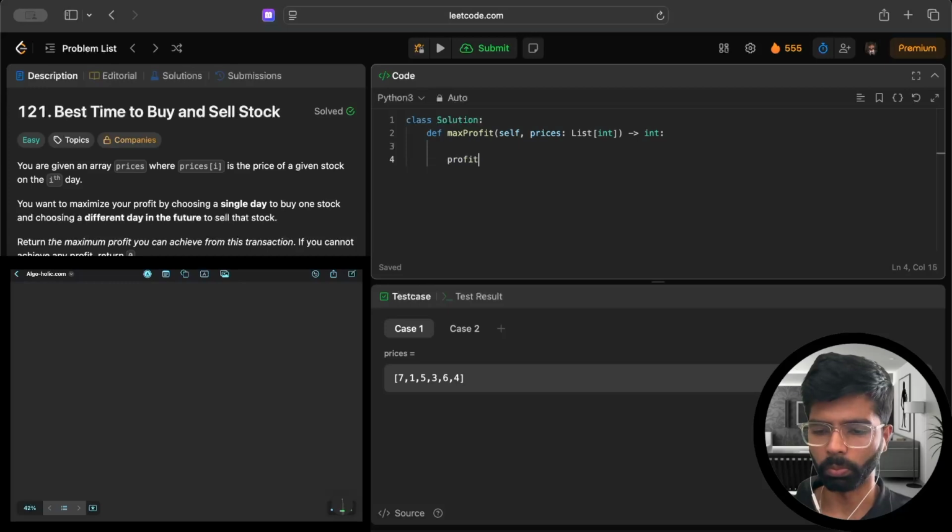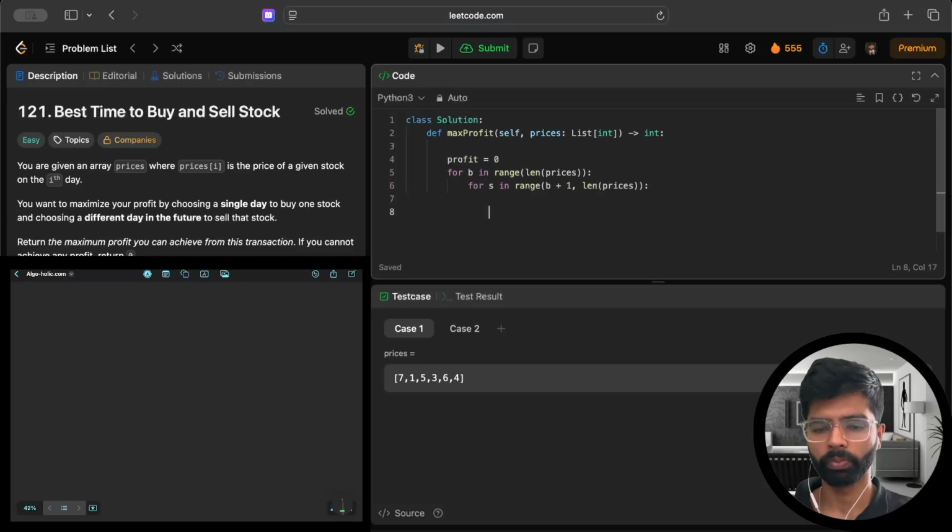Let's quickly code up the brute force solution. The outer loop is for the buying date. The inner loop is for the selling date. We also need to make sure that we can only sell after we buy, so b plus 1. And here we calculate the profit and we take the max.